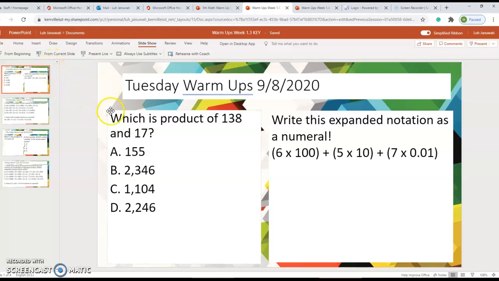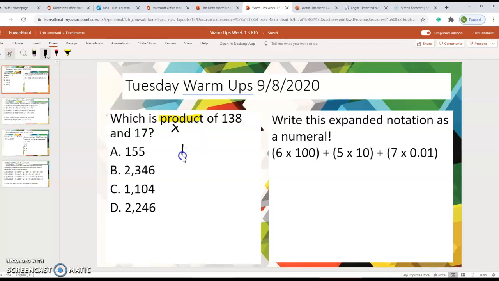In case you need help with your warm-ups, here's how to do the warm-up. Okay, for Tuesday warm-ups, September 8, 2020. Which is the product of 138 and 17? So you need to think about what does product mean, right? Product is the result of multiplication.